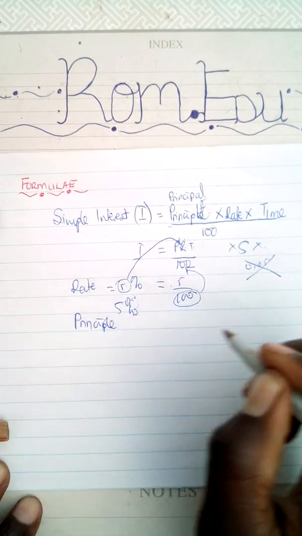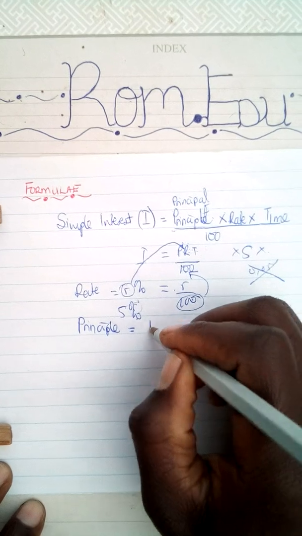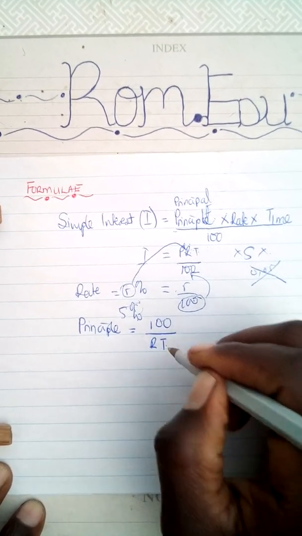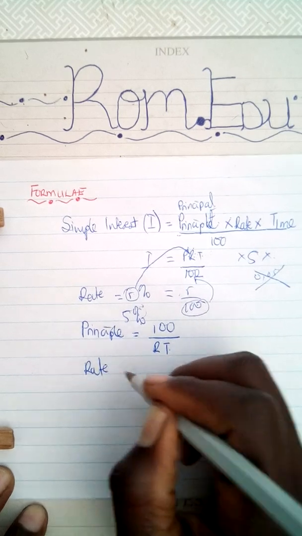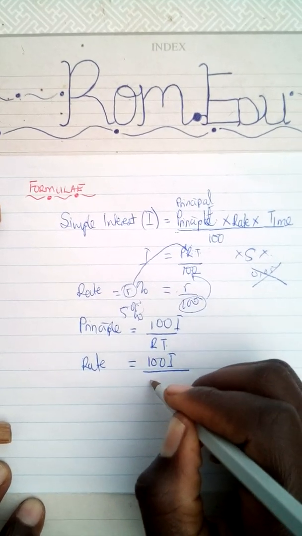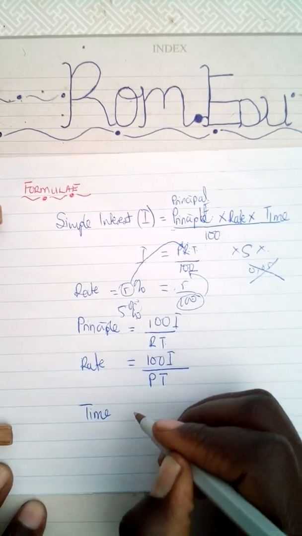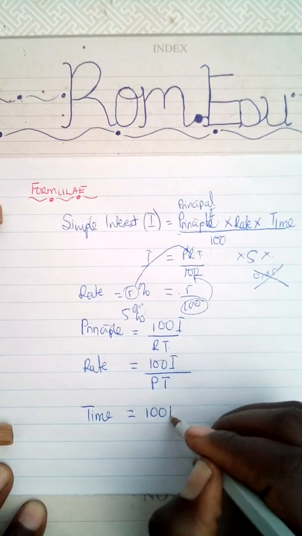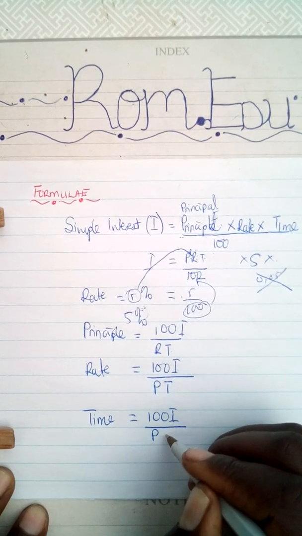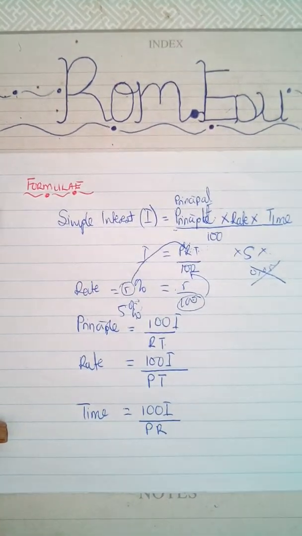Now, what if I want to calculate the principal? Later on in future lessons, we're going to look at what we call changing the subject of a formula. But here I'm going to give you the straightforward formula: principal is 100 times interest over rate times time. Rate is 100 times interest over principal times time, and time is 100 times interest over principal times rate. So these are the formulas that you are going to use.